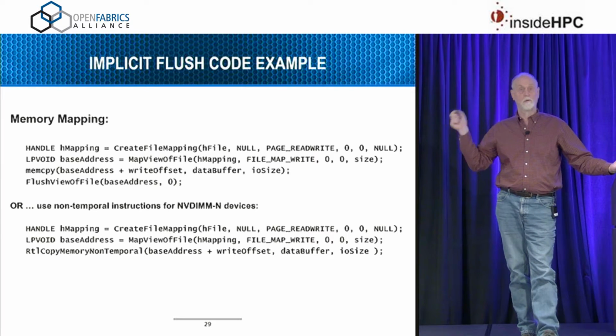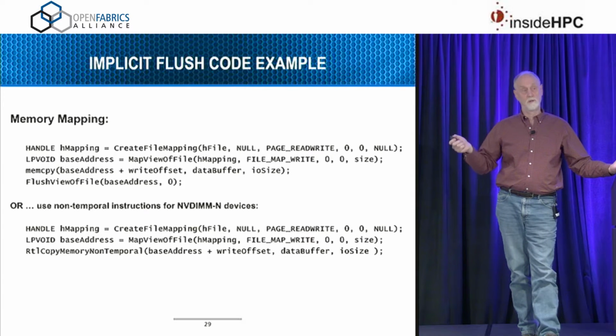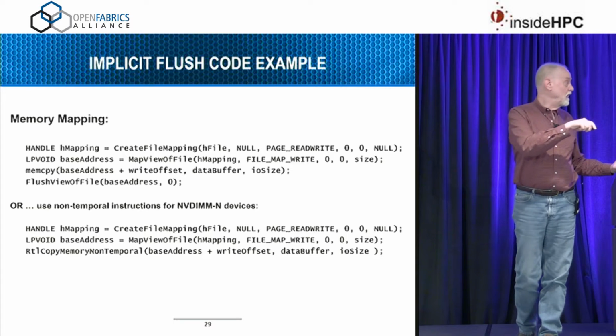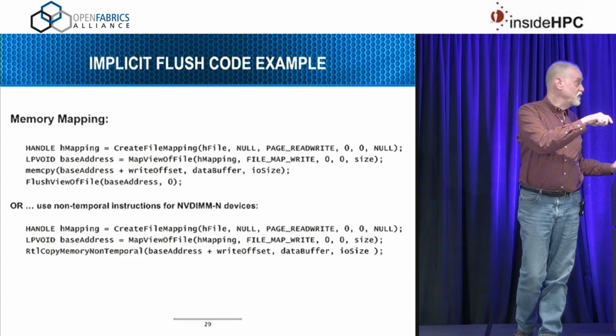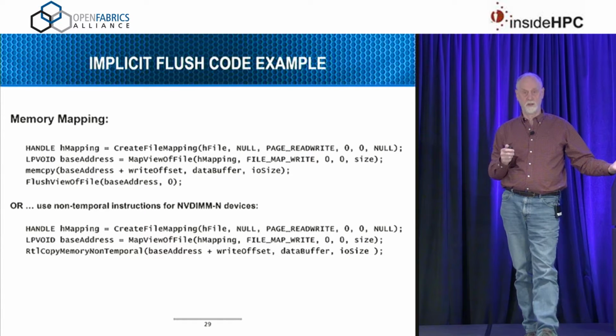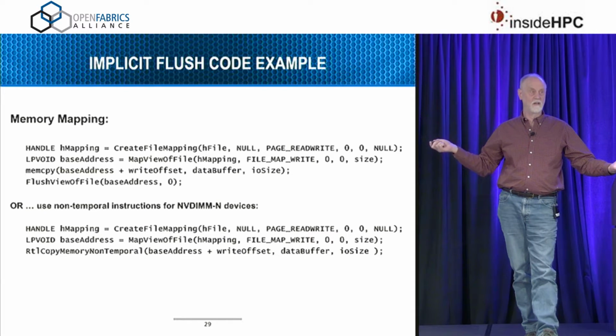But it works when you open it on a DAX file to PMEM. You can also open code it. Instead of calling memcopy and flush view of file, you can do a non-temporal move. That's another RTL instruction which calls the non-temporal versions of the x86 and other processor instruction sets. So that's the open-coded version, implicit flush, right? It looks like you're flushing a file.